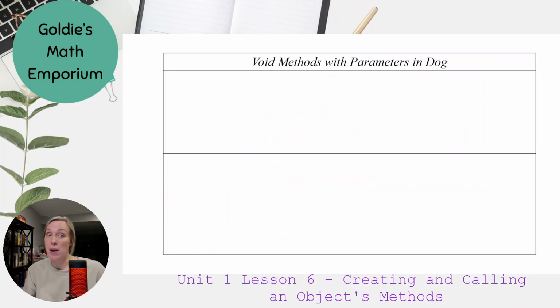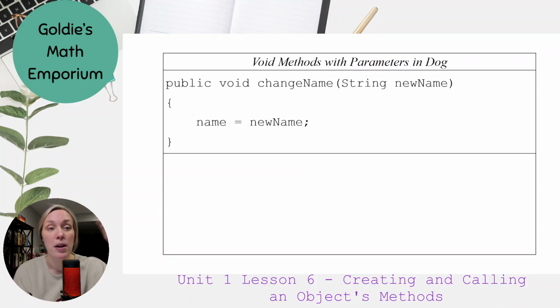Now let's talk about parameters. We're going to first go through two void methods with parameters in Dog. So we're going to add both of these. Here's our first example. Public void changeName, and then in parentheses, we have String newName.